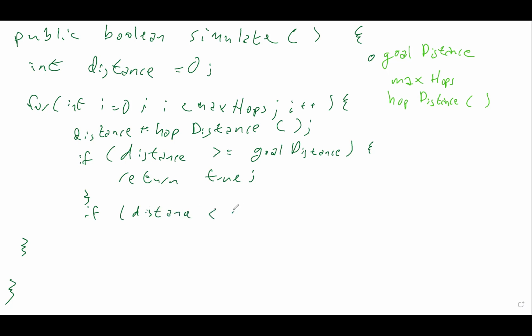is less than 0, we can jump back to the very beginning, jump back to equaling 0. But if we pass 0, we give up. So if distance is less than 0, return false.